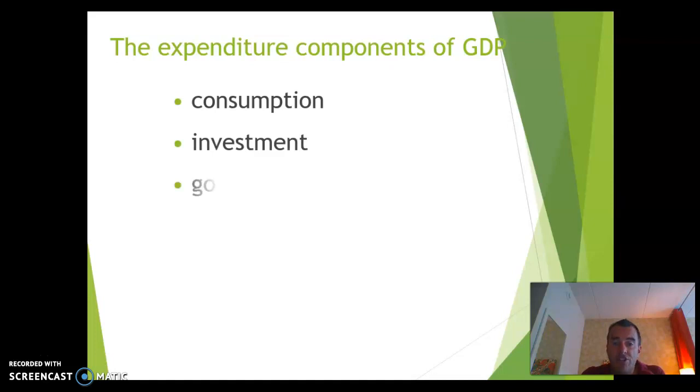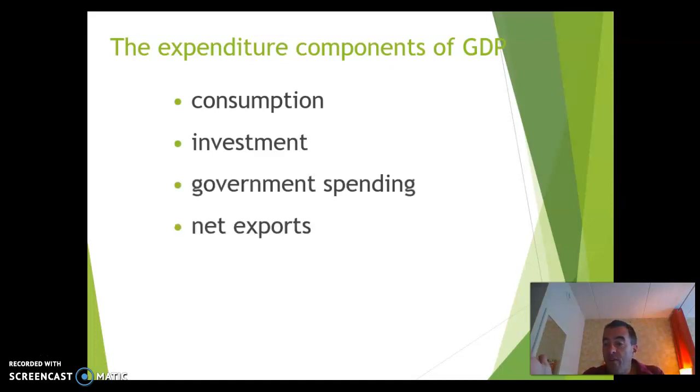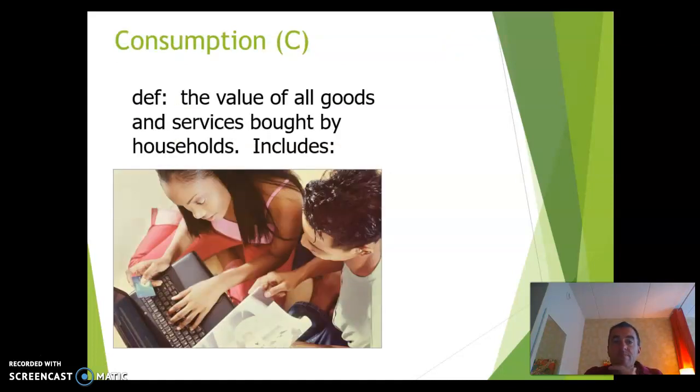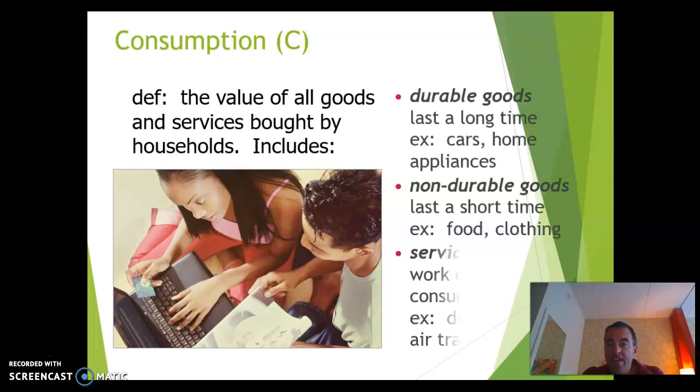So the expenditures, so what is GDP focused on? Consumers, investment, which is businesses, it's not investing in the stock market, government spending, and the international sector, which is net exports. So those are our four components of how our economy is derived. Consumers. So consumers buy a lot of things. They buy durable goods, non-durable goods, and services.